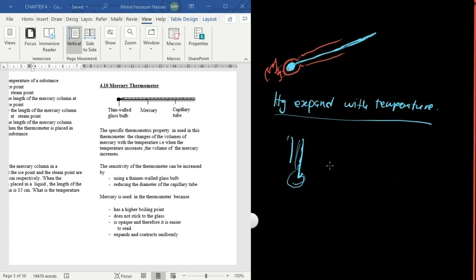So that is all about the thermometer that we use in our lab, which is the mercury thermometer. So that's all.